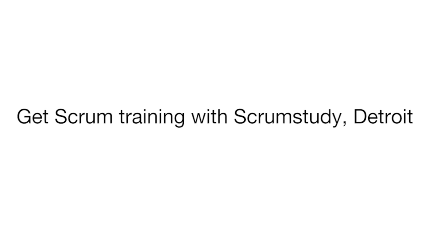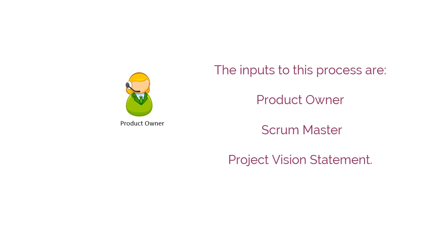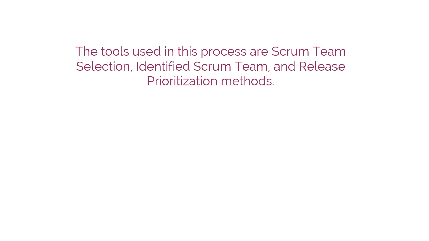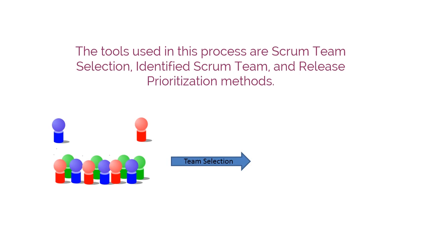In this module, we're going to learn about the Form Scrum Team process. The inputs to this process are Product Owner, Scrum Master, and Project Vision Statement. The tools used in this process are Scrum Team Selection, Identified Scrum Team, and Release Prioritization methods. Let's discuss each of them in detail.